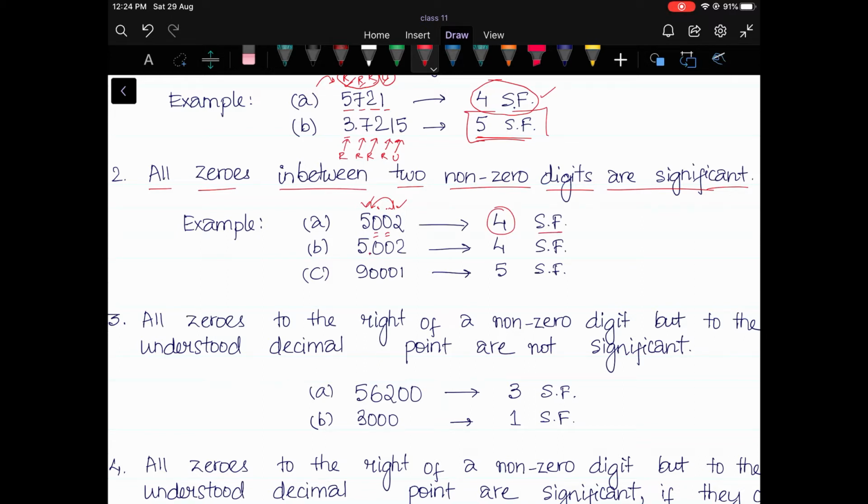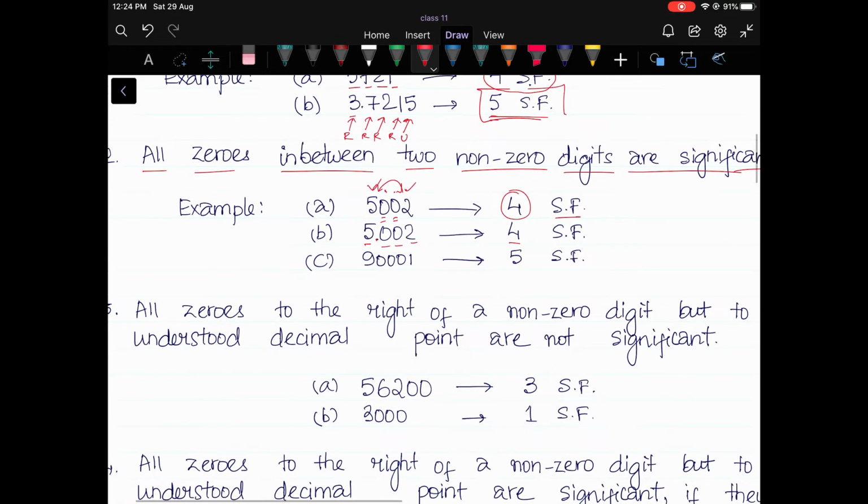Here also you can see we have 5.002, and these two zeros are in between two non-zero digits, that is 5 and 2. So we again have a total of 4 significant figures. Here you can see we have 3 zeros in between 9 and 1. So we have 5 significant figures.